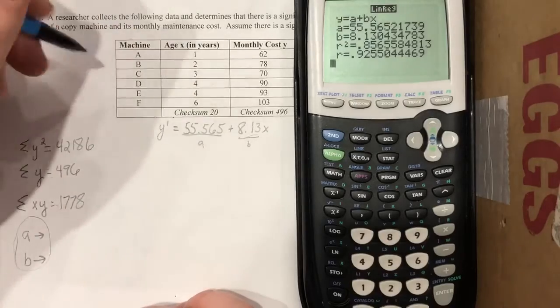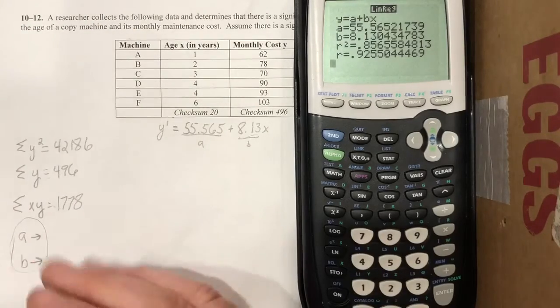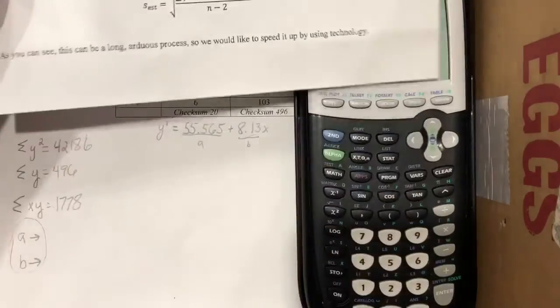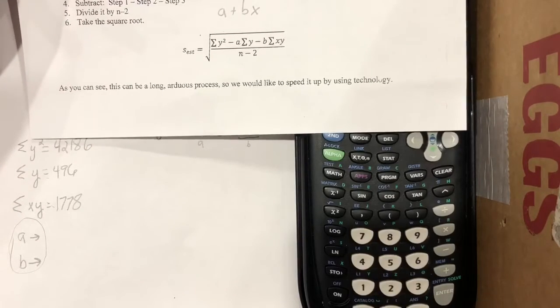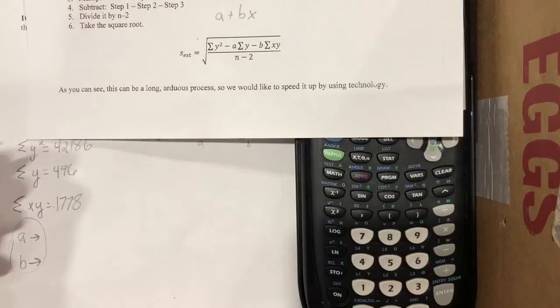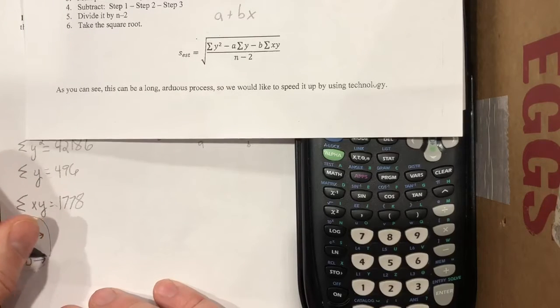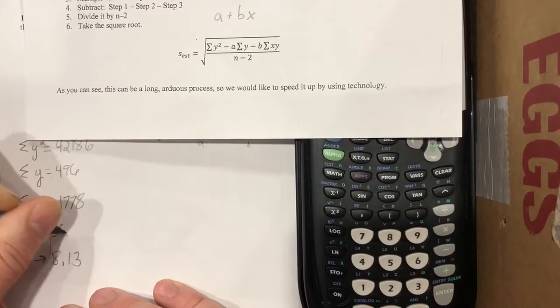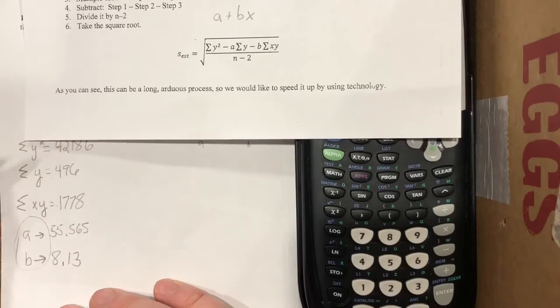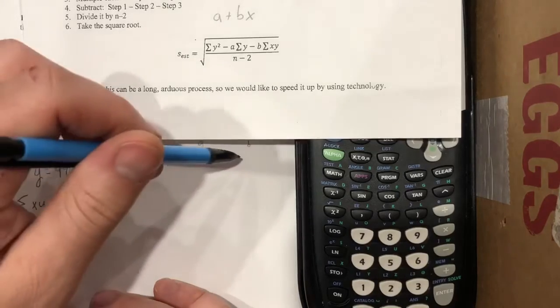All right, so now let's plug all this into the formula. Again, your formula is at the bottom of the other page. So we're going to plug all of our numbers in. Since I just covered up a number or two, I'm going to rewrite this as B is 8.13 and A is 55.565. Now plug all 5 of these numbers into their appropriate locations.